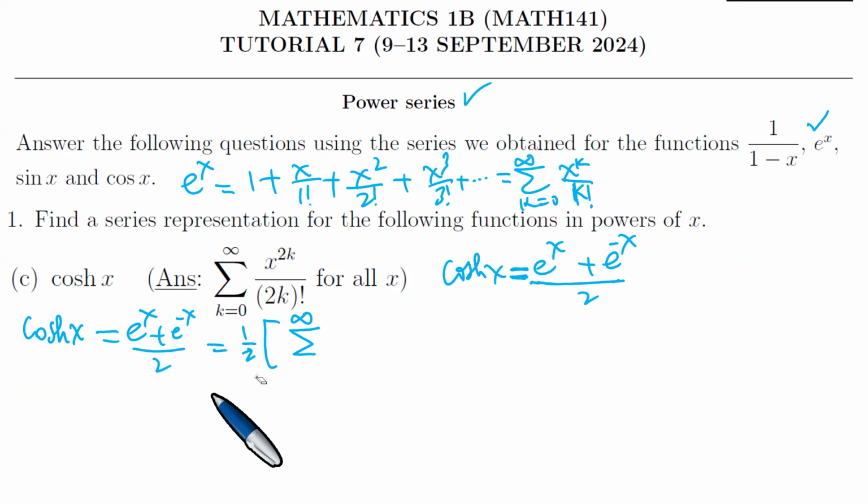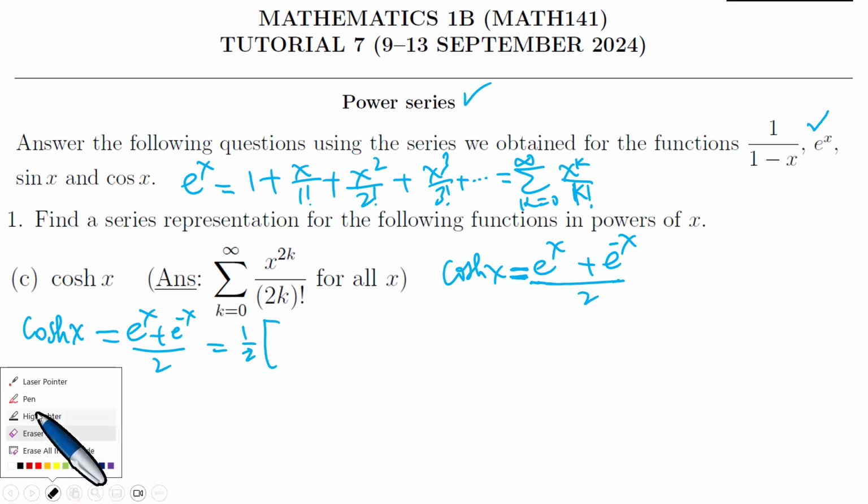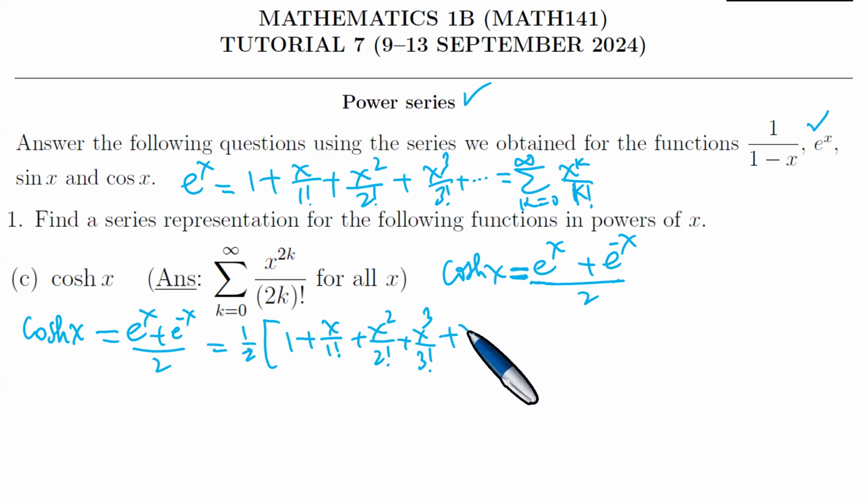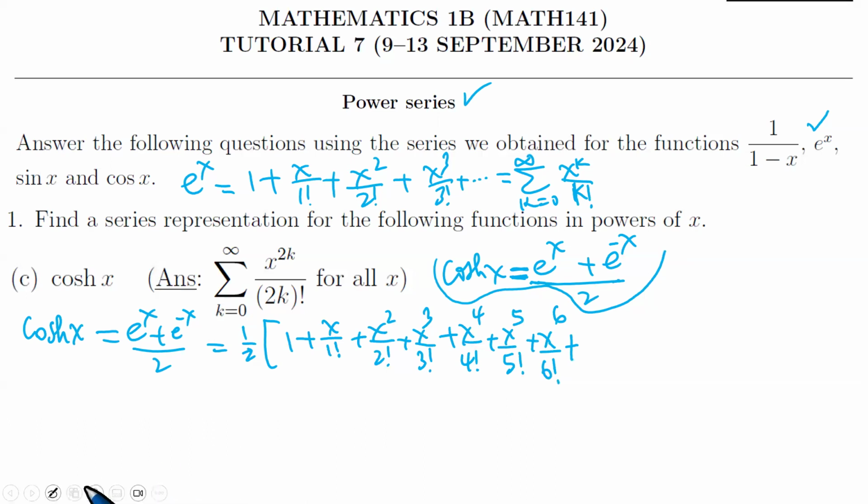Okay, let's write it out explicitly, I think that is what is going to help us. The e to the power x is 1 plus x over 1 factorial, x squared over 2 factorial, and so on. So it is 1, then x over 1 factorial, which we can just write as x, then x squared over 2 factorial, x cubed over 3 factorial, x to the power 4 over 4 factorial, x to the power 5 over 5 factorial, x to the power 6 over 6 factorial, plus. This is what we have. I'm going to use some different colors here because there are more terms, and this is going to run up to infinity.